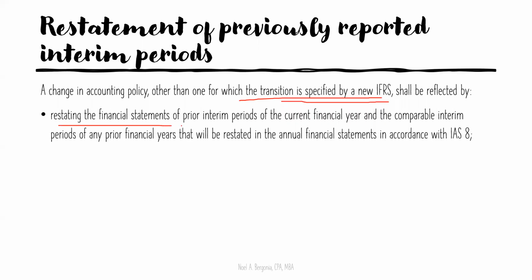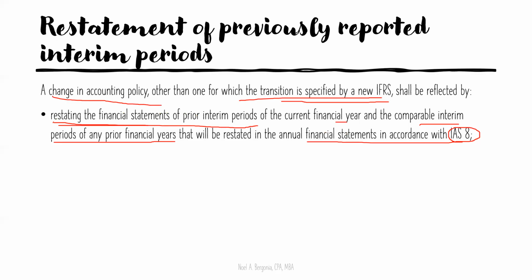Okay, so ang gagawin natin, we restate the prior interim periods of the current financial year and the comparable interim periods of any prior financial year, in accordance with IAS 8. So IAS 8 is entitled Accounting Policies, Changes in Accounting Estimates and Errors, no? So that's governing the changes in accounting policies. Again, restating, meaning we are reflecting the change in the accounting policy, okay, other than the standards. Okay? Para maging comparable siya.